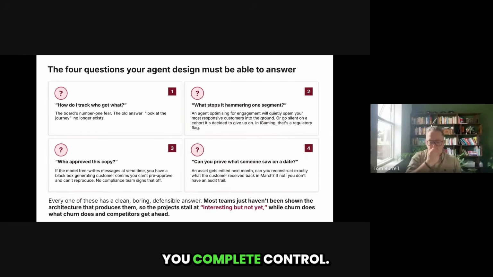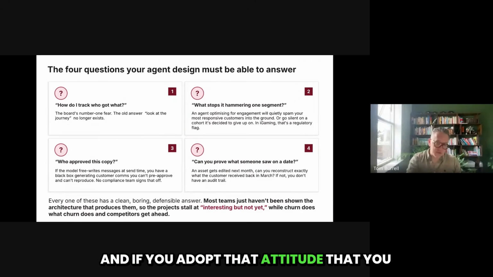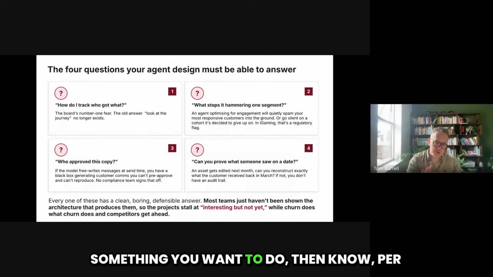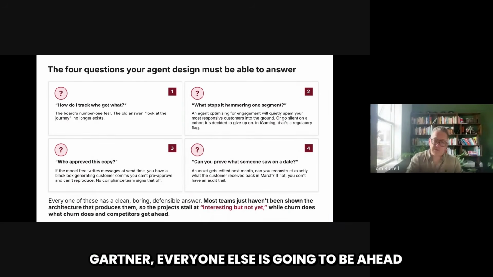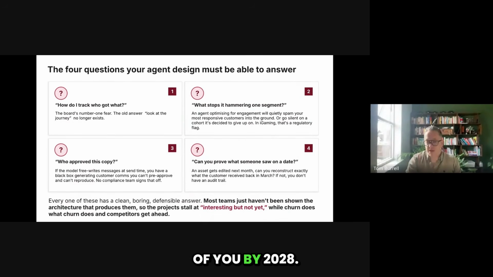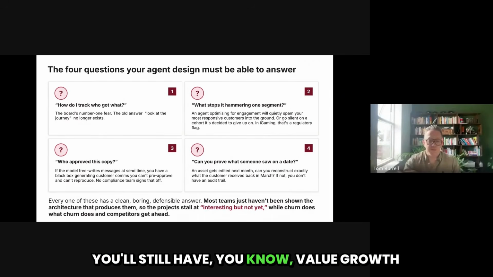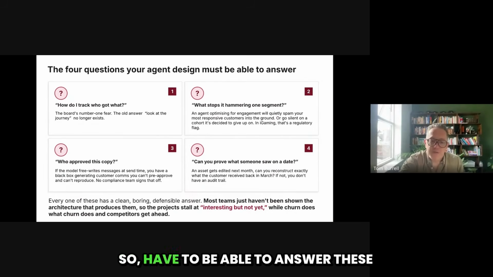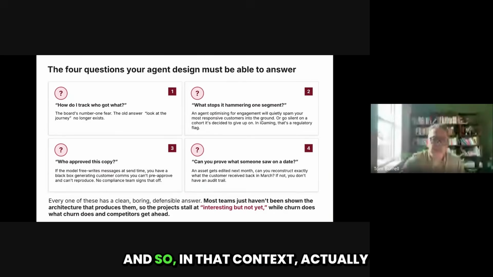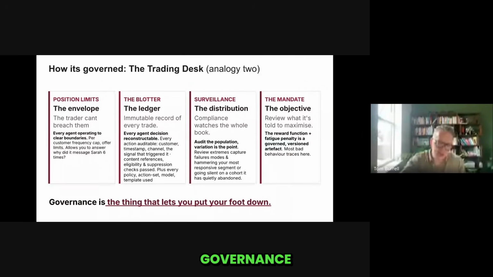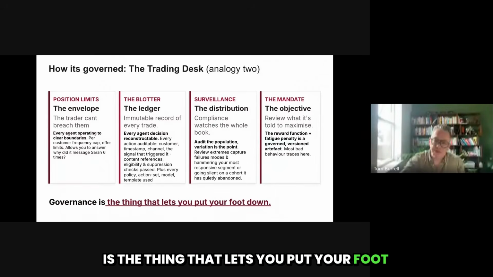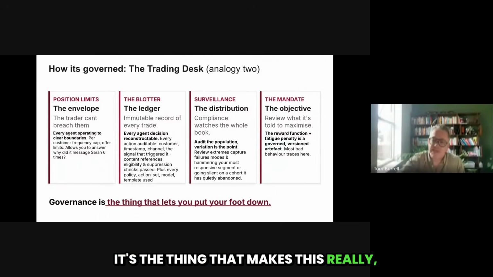You have complete control. And if you adopt that attitude that you don't have control and therefore it's not something you want to do, then per Gartner, everyone else is going to be ahead of you by 2028. Churn will continue to rise, and you'll still be missing value growth opportunities. So you have to be able to answer these questions. In that context, governance is the thing that lets you put your foot down on this. This is what makes it really work.